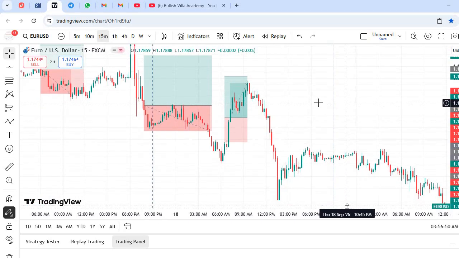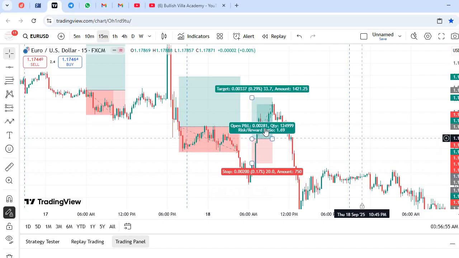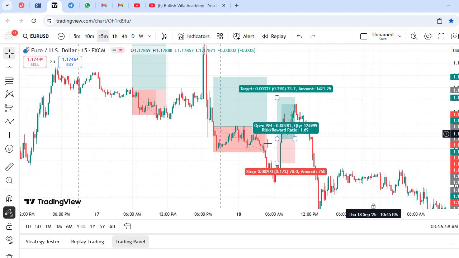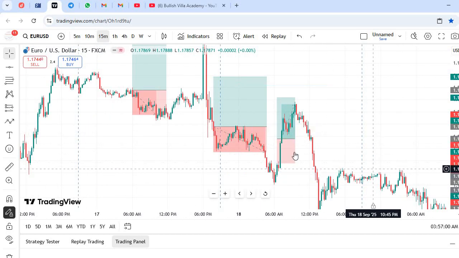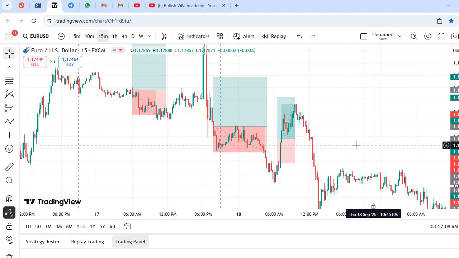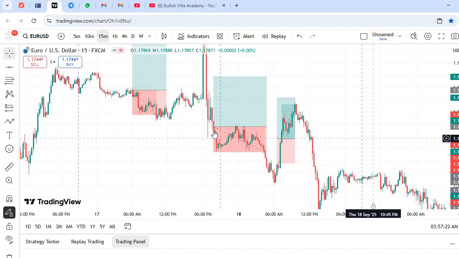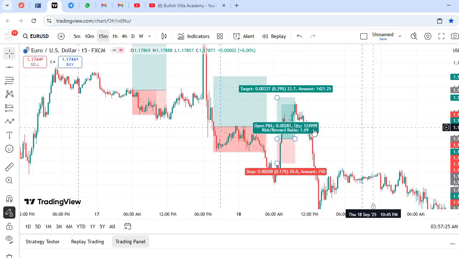Then I waited for another opportunity. I waited, although I entered the trade late here, you understand? I actually scalped here. I took some entries, and they gave me some profits. So at the end of the day, I broke even. The loss I took here, I was able to recover back here. So I just saw an opportunity here.